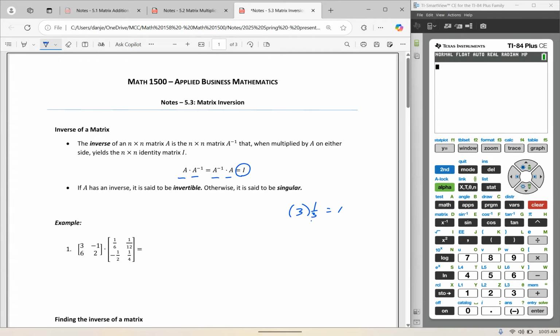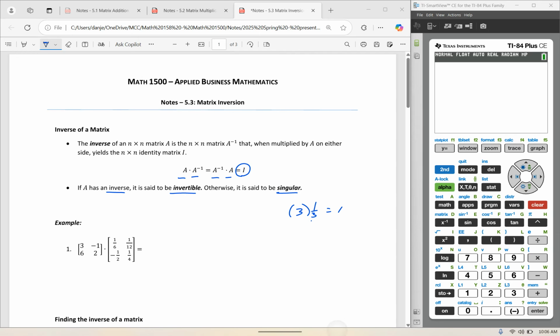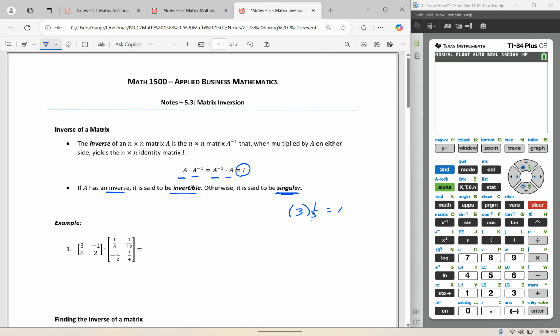Now, not every matrix has an inverse, which is really kind of interesting. If a matrix does not have an inverse, we call it a non-invertible or singular matrix. That will happen from time to time. It's not the purpose of this video to show you every single scenario that you might encounter, simply to show you how to find the inverse of a matrix. If you find that it does not have an inverse, then you'll know that that matrix is a singular matrix.